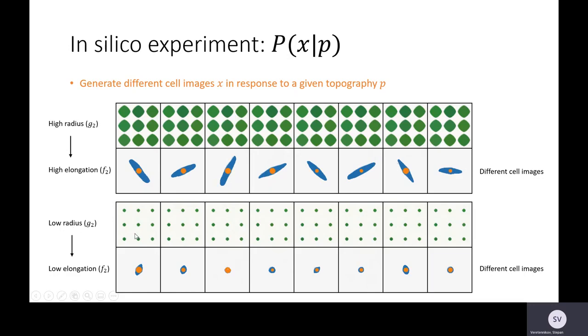And accordingly, if we pass to the model some low radius topography, what we expect and what we actually see is different cells, which all have low elongation, but they have different other factors, such as nucleus size. This is a small nucleus size, this is a large nucleus size, and different rotation angle and different roundness. But roundness is not very much seen here because the elongation is quite low.